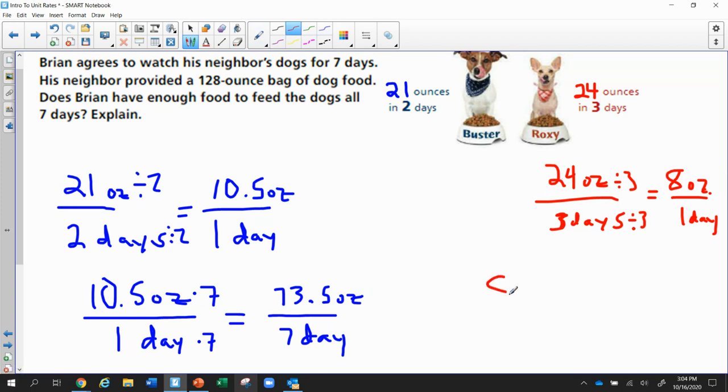Now let's do the other dog. That dog, 8 ounces for 1 day is the unit rate, and we want to know how much it eats in that whole week. So that's 7 days. So we multiply by 7. 8 times 7 is 56.